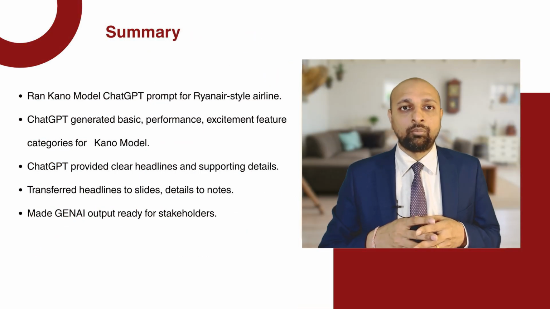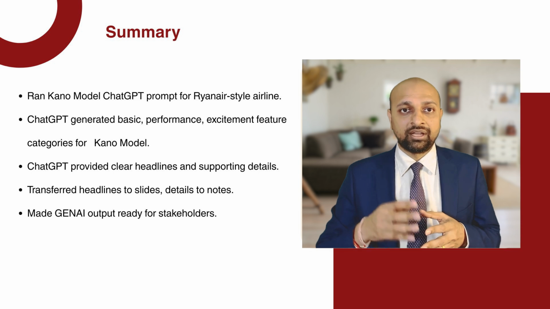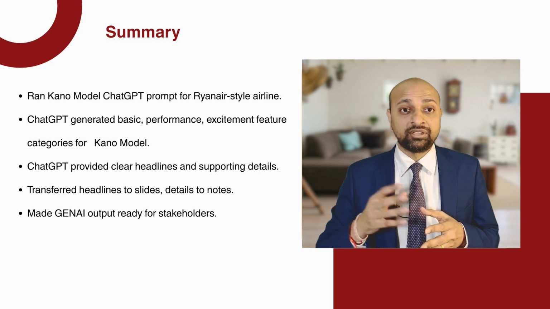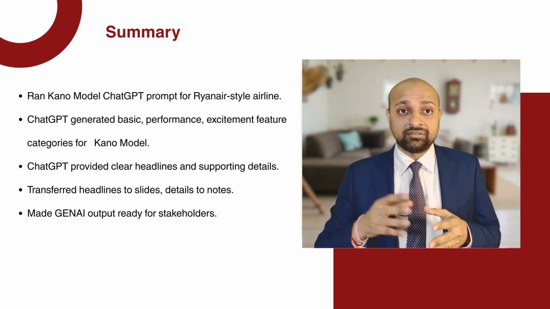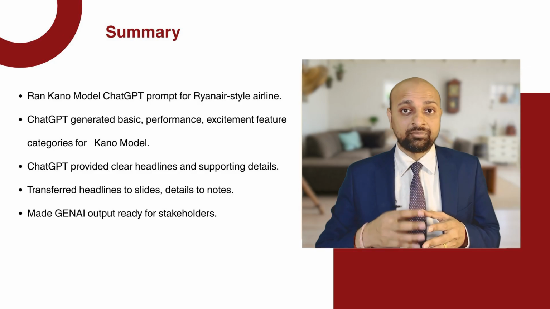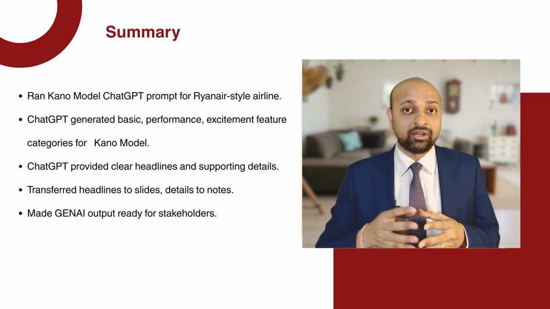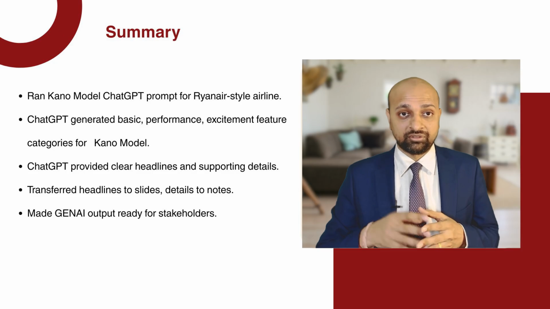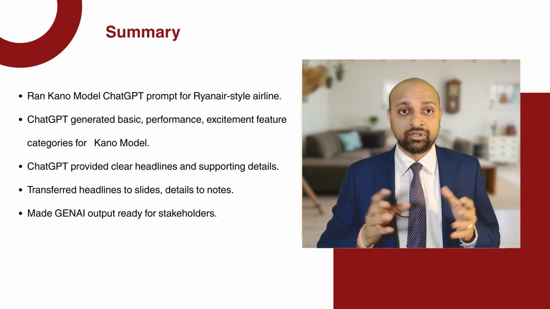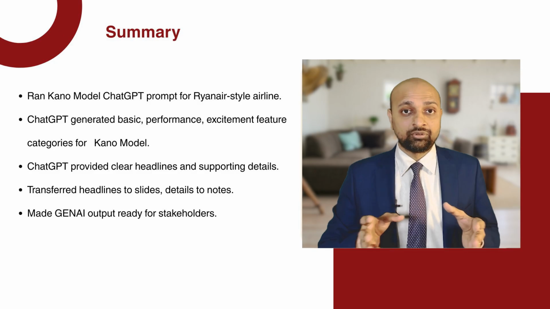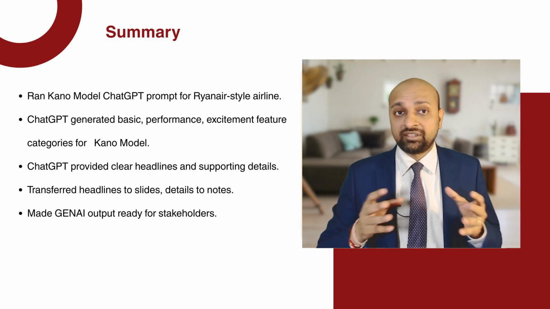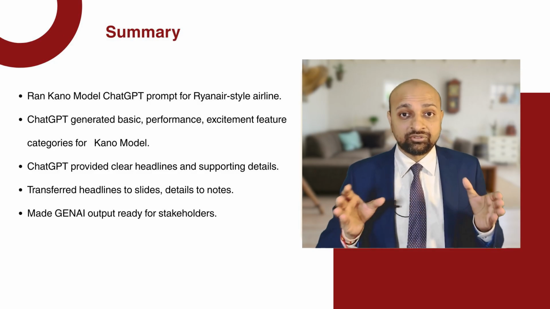Here's what we did in this session. We ran our Kano model prompt in ChatGPT for a Ryanair style airline. ChatGPT produced categorized feature sets, basic, performance, and excitement with both headlines and supporting details. You learned how to transfer this output into a presentation format by keeping headlines on the slide and storing details in notes. This process makes GenAI output immediately usable in stakeholder-facing documents.